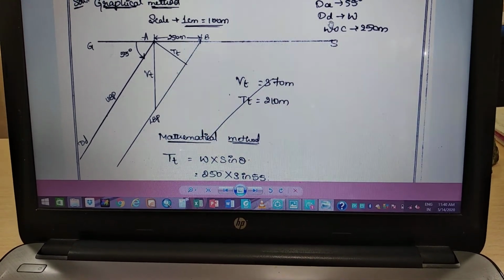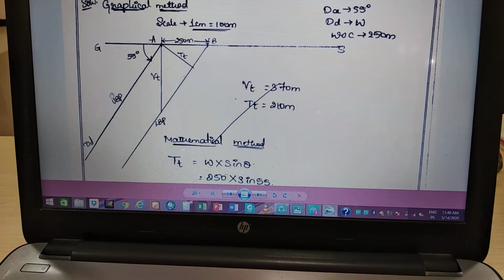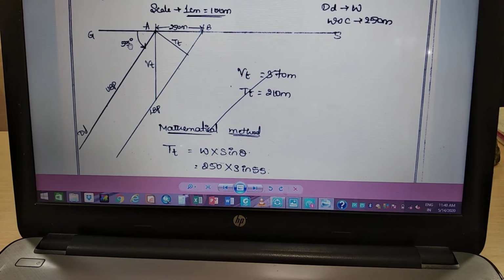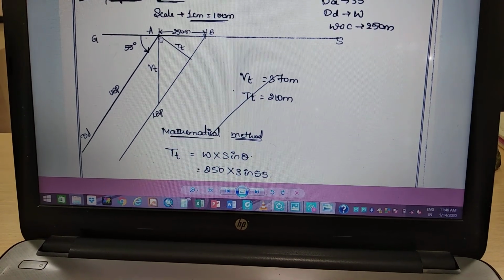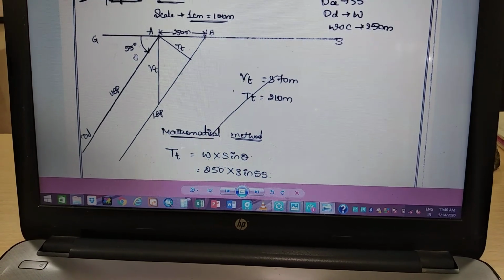So we have given the dip direction, so we need to draw this side. This is called the western side, this is the eastern side. So here dip amount is 55°. So here fix the protractor and mark the 55°. This is called a 55° angle.